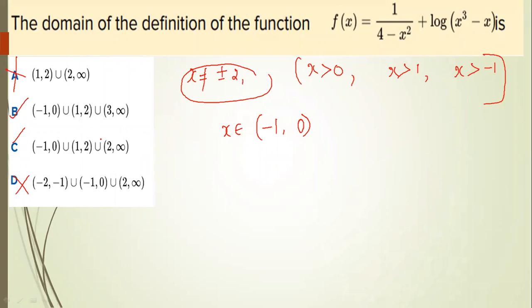See, you cannot only include 2. It should be greater than 1 means 1 is not included. Greater than minus 1 means minus 1 is not included. So open interval, correct? Minus 1 comma 0 union 1 comma 2 union, because 2 is not included, 2 comma infinity. So the correct option is option C. It is not option B. It is option C, because in option C, 2 is not included.